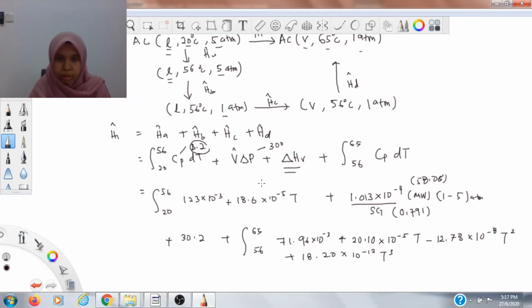So it's quite long. This is HA plus HB plus HC plus HD. For the integration, just plug it into your calculator. The final answer for H1 is 35.7 kilojoules per mole.